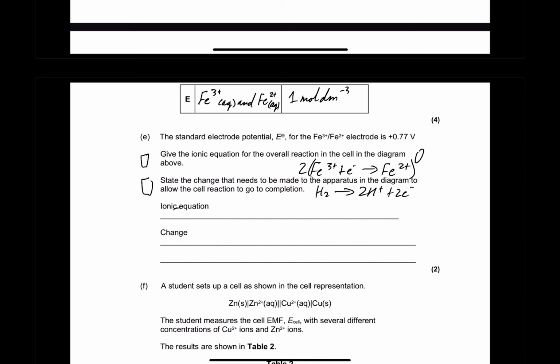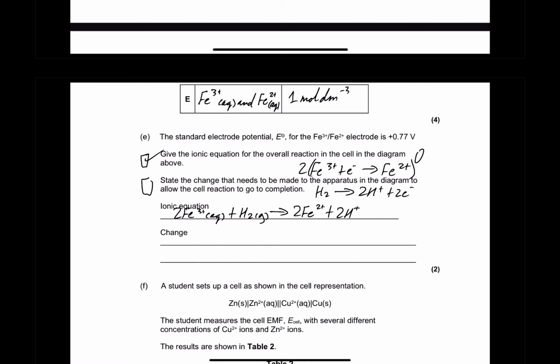So we have 2Fe3+ aqueous plus H2 gas goes to form 2Fe2+ plus 2H+, and then the electrons will just cancel each other out.